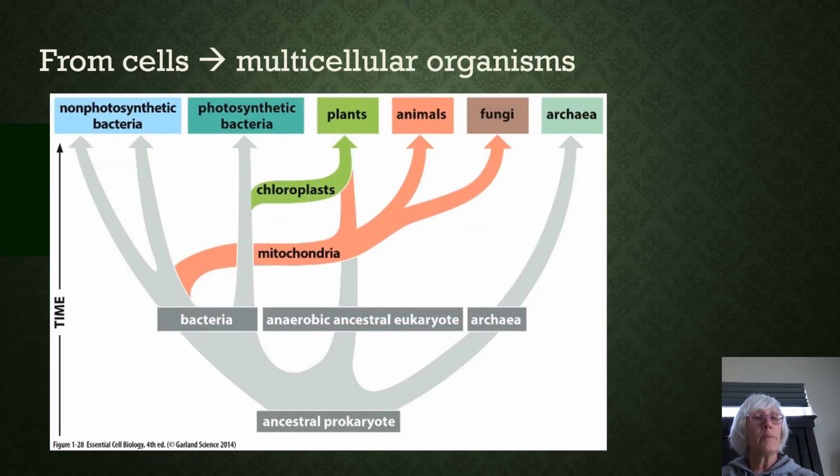So to recap our evolutionary tree, we started with our ancestral prokaryote. That ancestral prokaryote developed into an aerobic, an oxygen-utilizing bacterium, as well as anaerobic ancestral eukaryotic cells. So that's here.